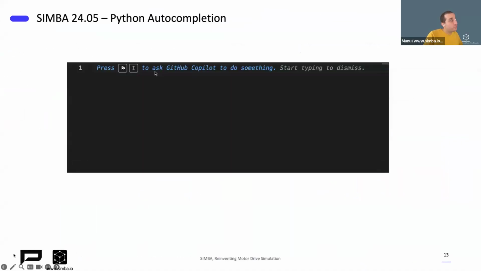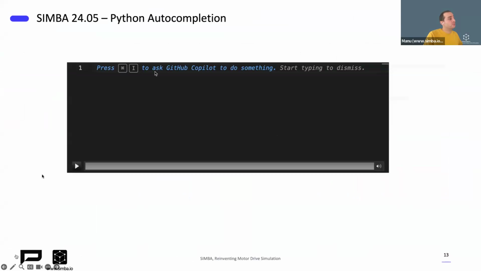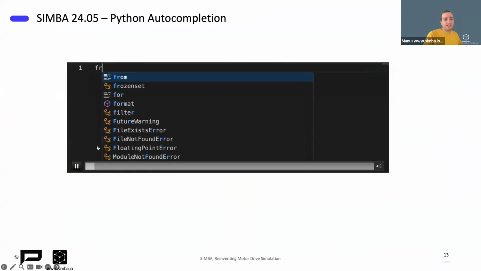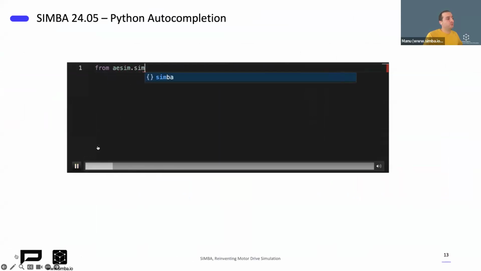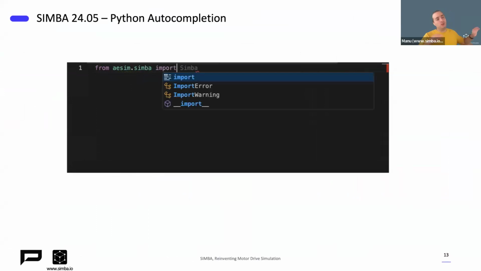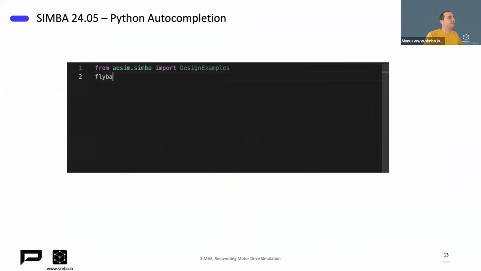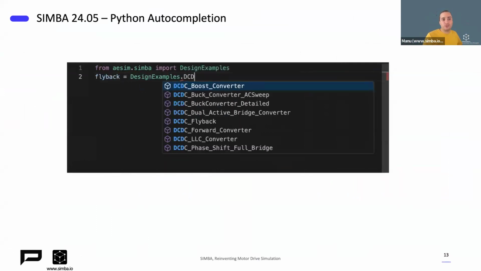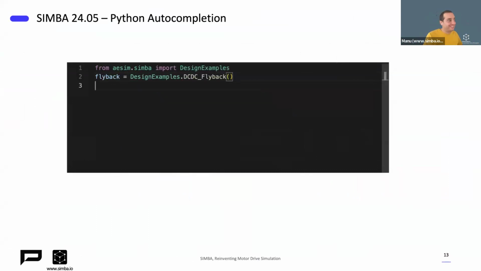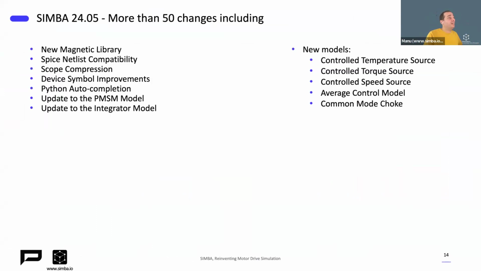And also we have added Python auto-completion. So if you use the Python API now with 24.05, you can actually stop to type, and like what you see here, it will autocomplete. So you can code like literally you are in 2024 and not in 1998. Okay, so that's the main feature of 24.05.